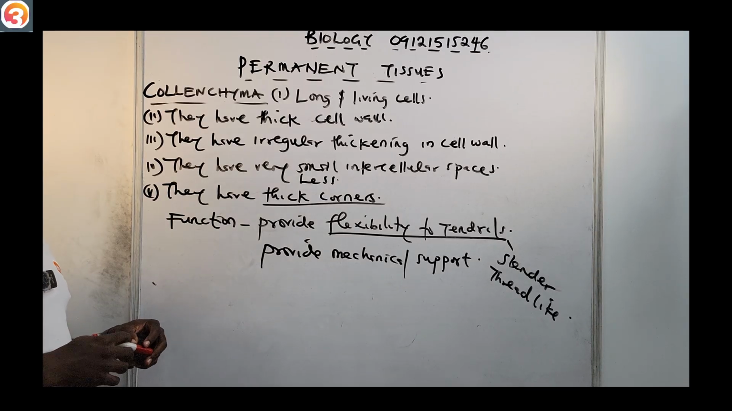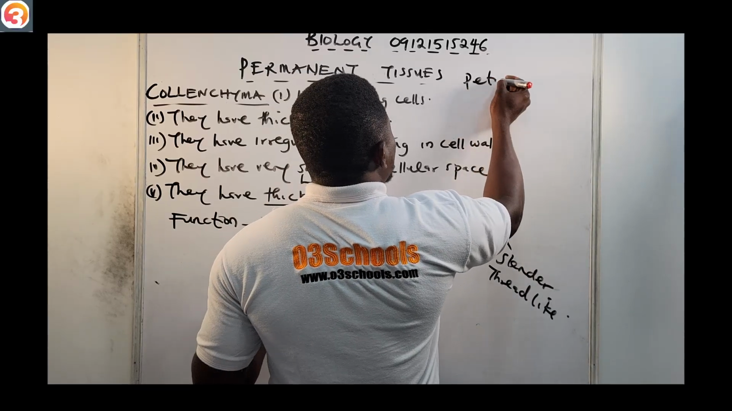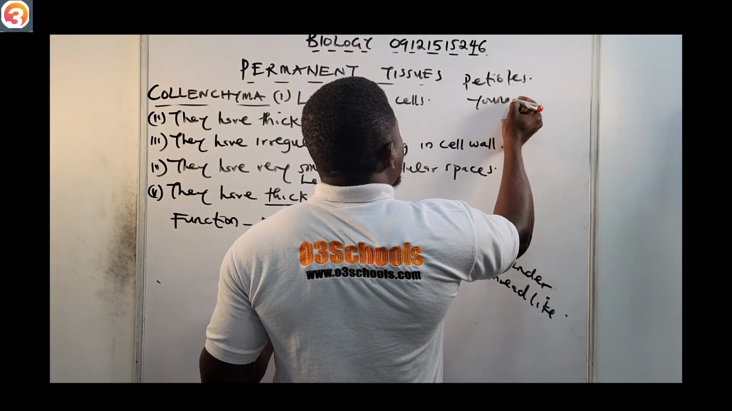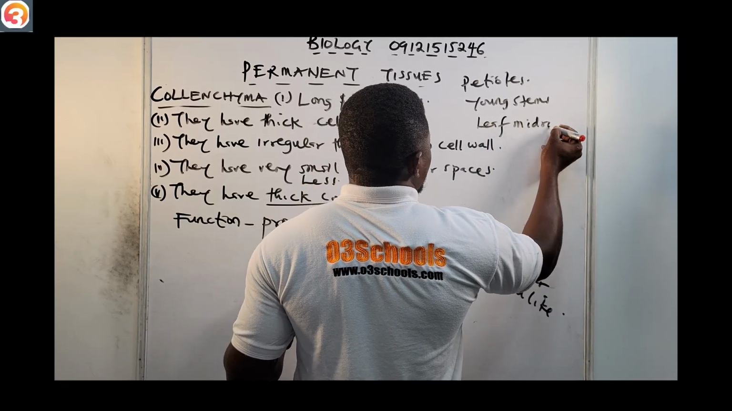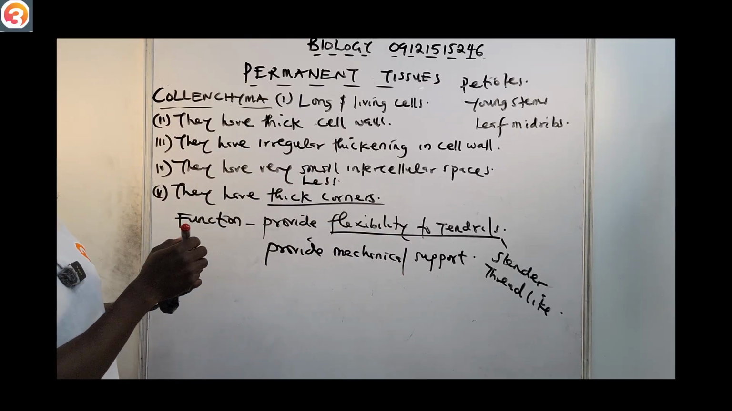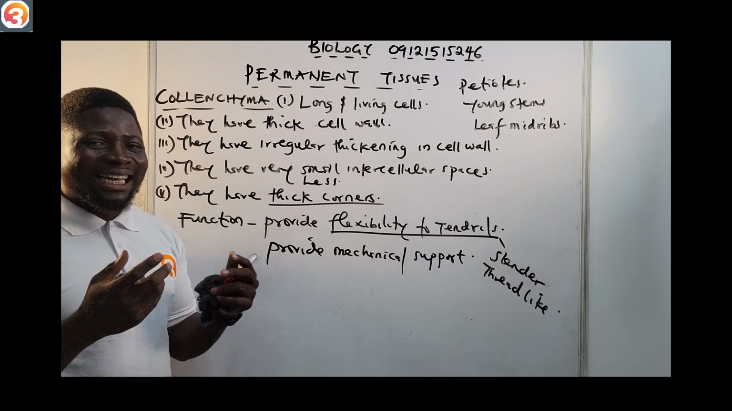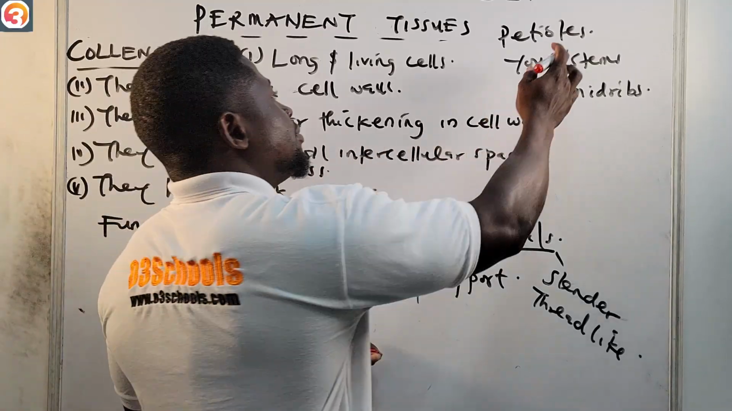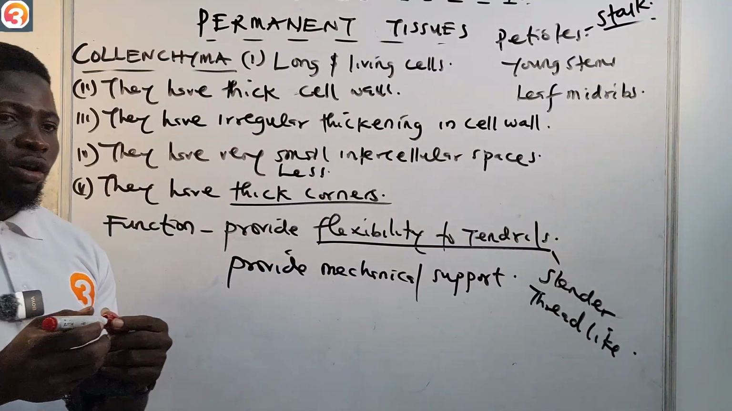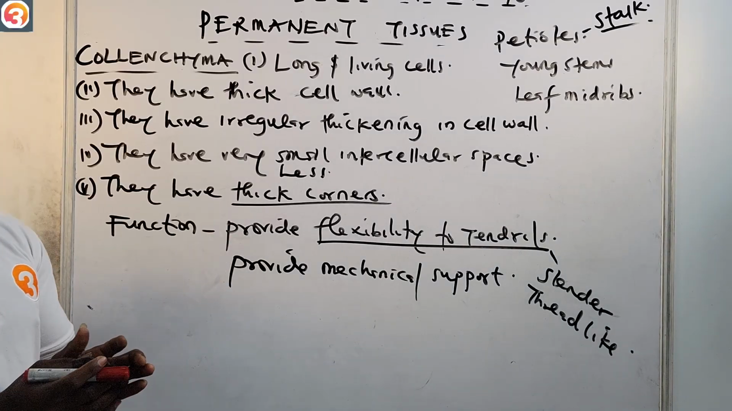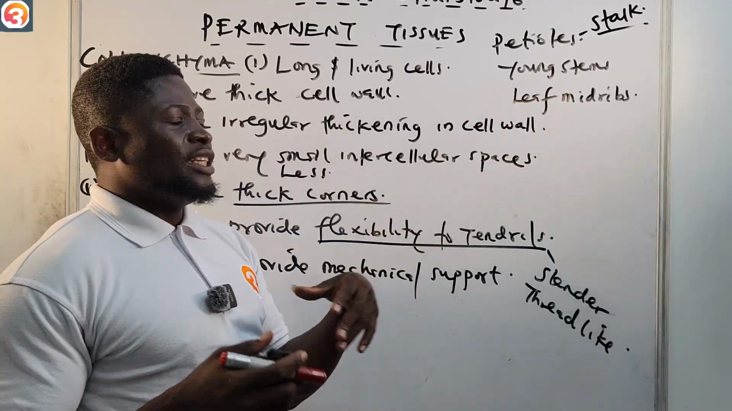For example, we said that they are found in petioles. They are found in young stems. They're also found in leaf midribs. So these are the locations where you can find Collenchyma. These petioles are stalks that attach to the lamina, or to the stem, or branch of a plant. So that's where we find the Collenchyma: in petioles, in leaf midribs, and in young stems.